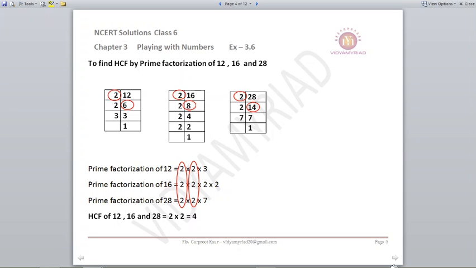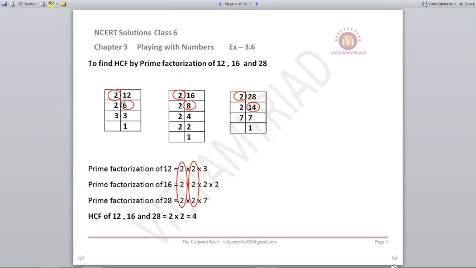Now here I have done it in a short way. Now we have to find out the HCF by prime factorization of 12, 16 and 28. Now if you see here, first, 12 is the main number. Now 12 is an even number. I will divide it by 2. When I divide it by 2, I will get 6 as my quotient, which will be written under 12. That becomes my second step.